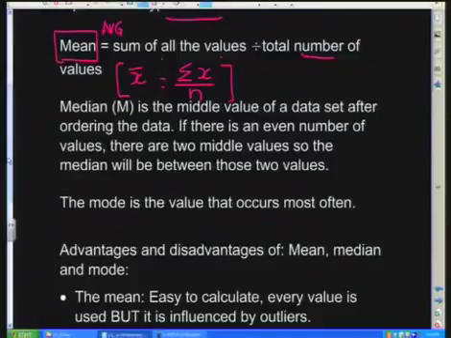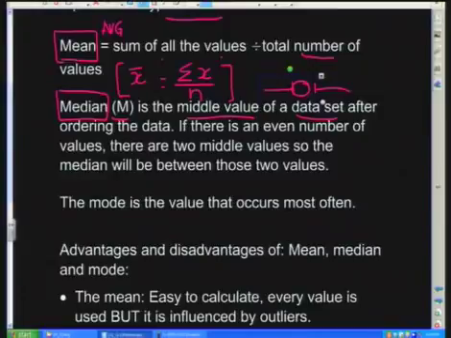The next one we're going to look at is the median. We also represent the median with the letter M, capital M. And the median is basically the middle value of a data set. So it's the number that's exactly midway. So if I had to sort of draw a picture for you, it's the one that's exactly midway between your set of data.